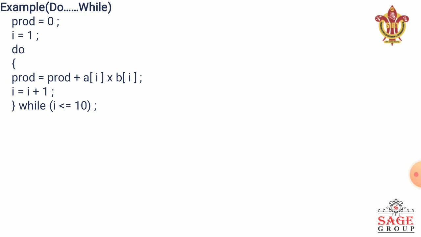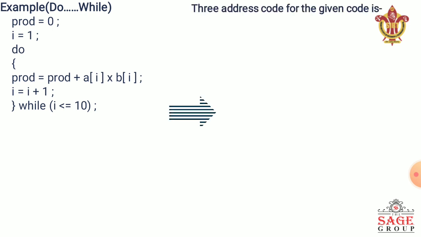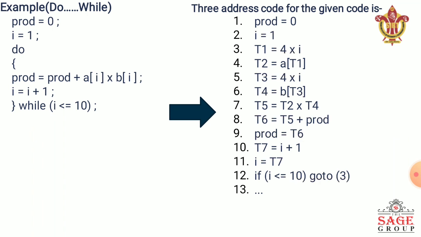To convert this into the form of three address code, we first initialize our two statements, which are prod equal to 0 and I equal to 1. Now in the do part we first execute these two statements. Here we see we have 1D arrays a of I and b of I. So firstly we execute these two portions. Here a is the constant part and I is the variable part, so it can be represented with the help of array indexing.